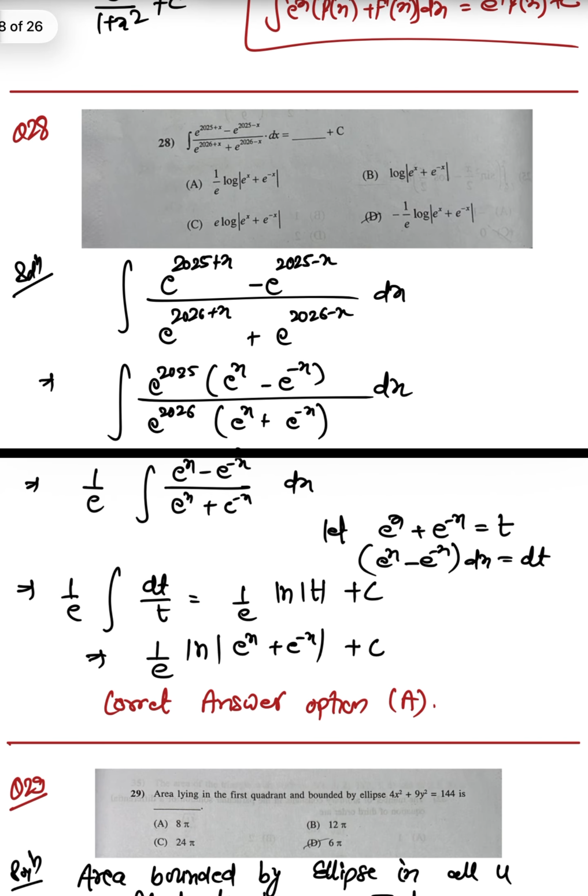28th. In this I have taken e raised to power 2025 and e raised to power 2026 respectively common in numerator and denominator. So I got 1 by e, then (e raised to power x minus e raised to power minus x) upon (e raised to power x plus e raised to power minus x). Then I have taken the denominator as t. So I got ln t, and that's why option A is correct.